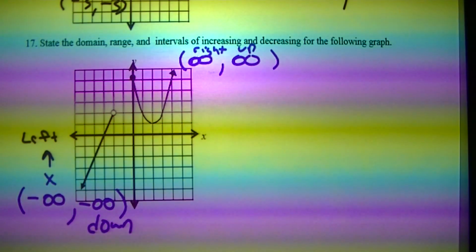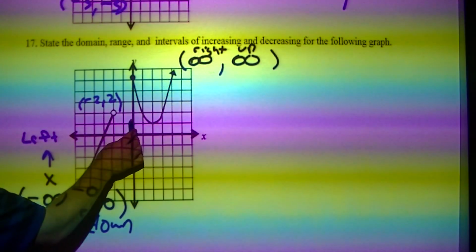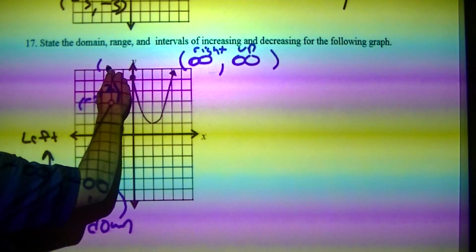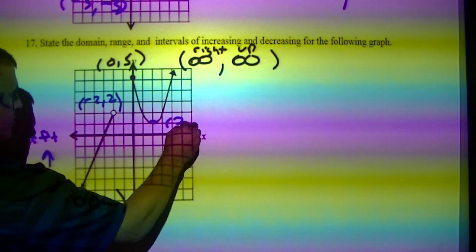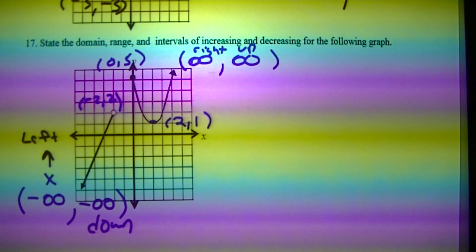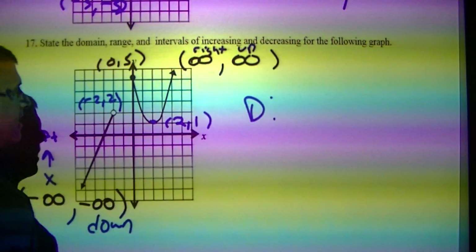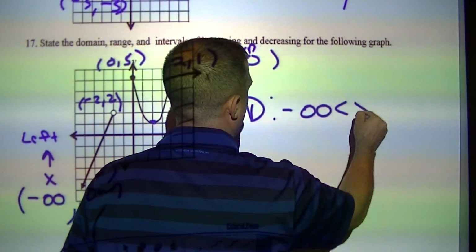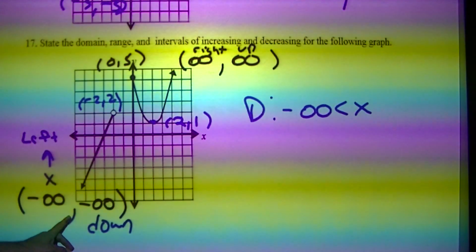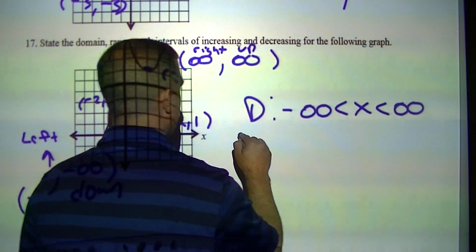These other points, that's (-2, 2). This is 0, 1, 2, 3, 4, 5, that's (0, 5). You also want to look at this point right here, which is (2, 1). So you want to look at all that stuff. For the domain, I'm looking at the smallest x. The smallest x value is going to be -infinity. Those always get an open line. What's the biggest x? That's going to be positive infinity. So that's what the domain is.